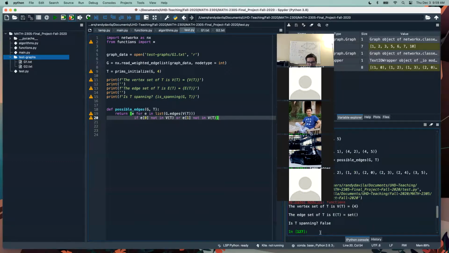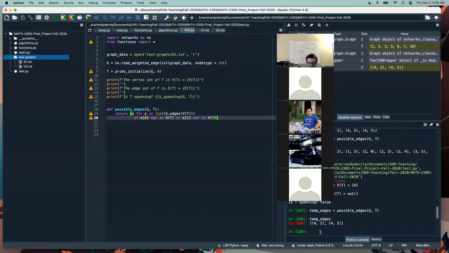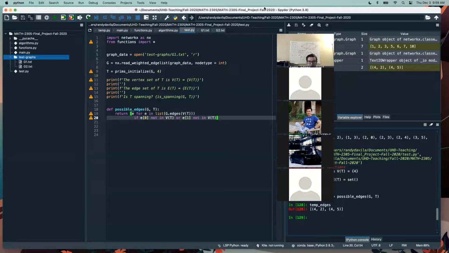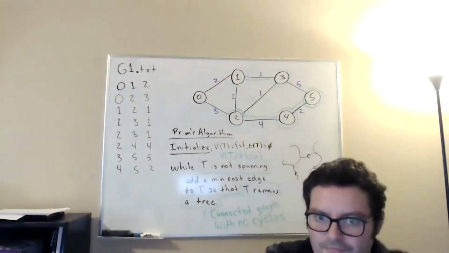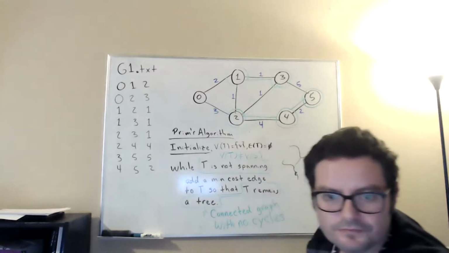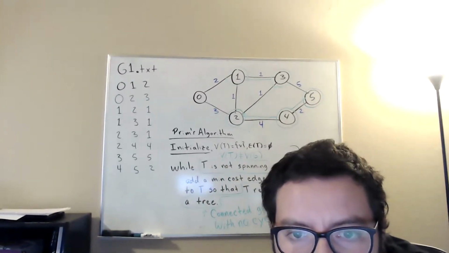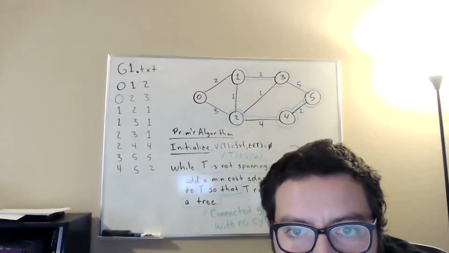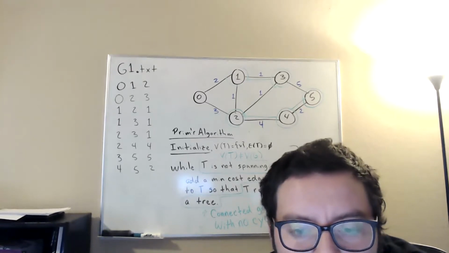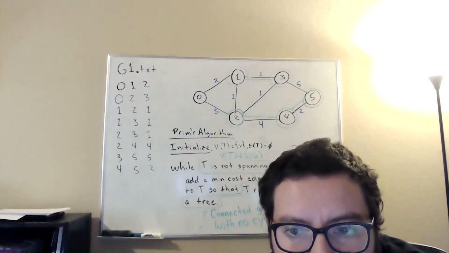So now, if I look at possible edges, 4, 2, 4, 5. Okay, wait a minute, that doesn't look right. 4, 2, 4, 5, 4, 2, 4. So it looks like we need to fix that helper function.